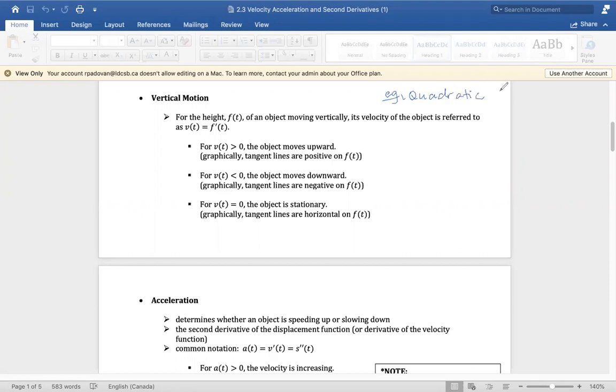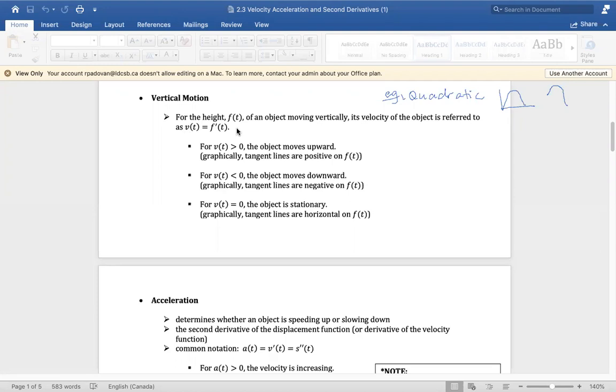Now it might start at the ground, or it might start up here and come back down, but it goes up and then comes back down following a quadratic that opens down, let's say, right? So for the height, now we're just calling the height f of t, but we could be calling the height h of t as well, for height. If the object is moving vertically, then the velocity of the object would just be the derivative of the original function. The same as horizontal, we're taking the derivative of the original function.